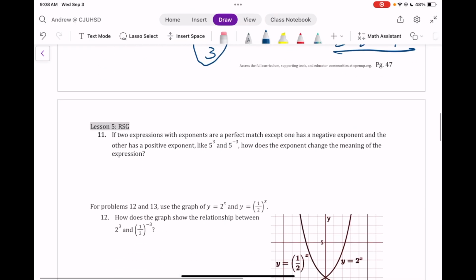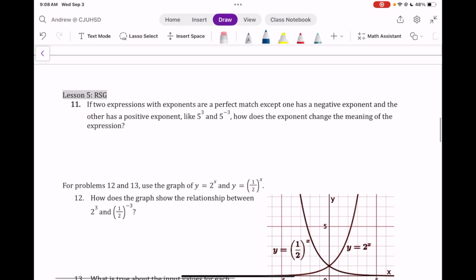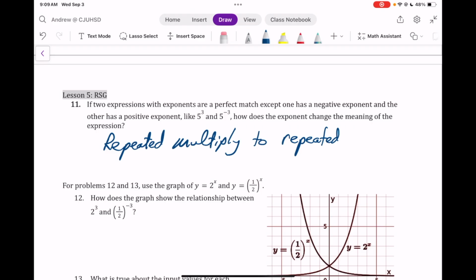Number 11. Two expressions with exponents are a perfect match, except one has a negative exponent and the other has a positive exponent, like 5 to the third and 5 to the negative 3. How does the exponent change the meaning of the expression? Well, it changes it from repeated multiplying to repeated dividing. Yeah, I should have said multiplying, but dividing.